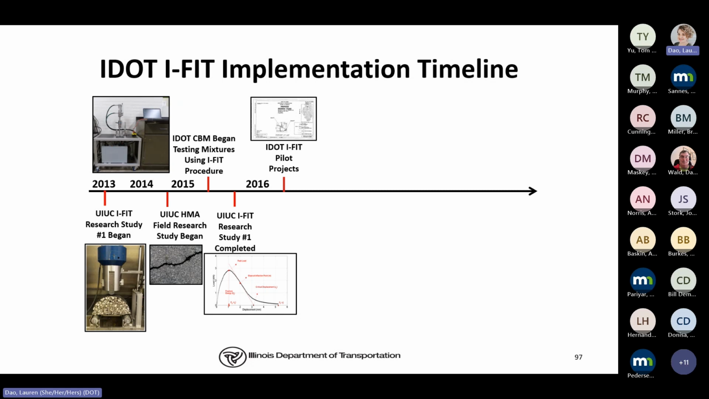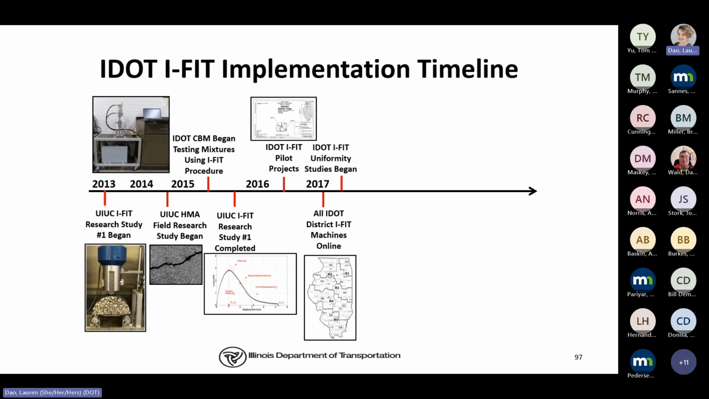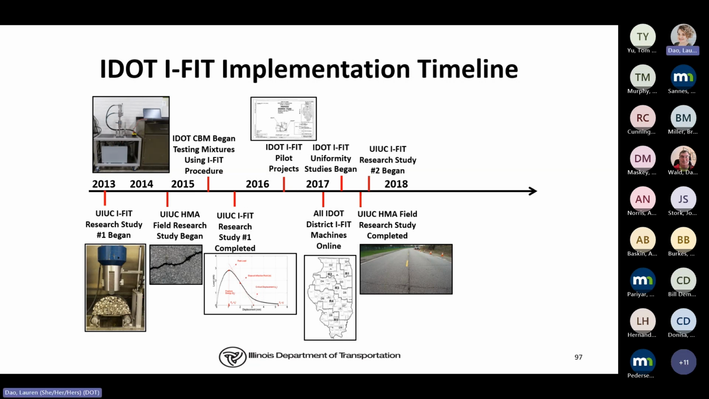Pre-construction distress surveys were conducted, and the department made plans for annual coring for iFit and distress surveys. By 2017, all IDOT iFit machines were online, and uniformity studies began. Another research study with the University of Illinois began to evaluate long-term aging effects on asphalt mixtures using the iFit and to develop our long-term aging protocol, which was then completed in 2019. And by 2022, iFit was fully implemented.